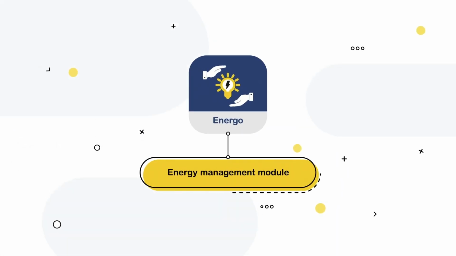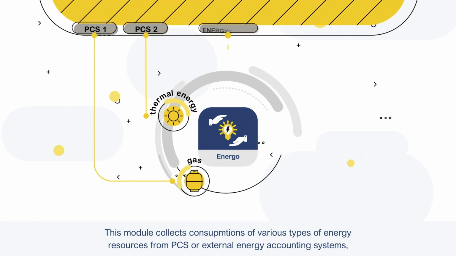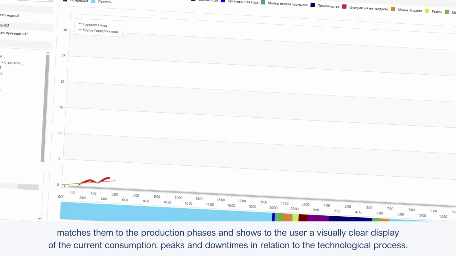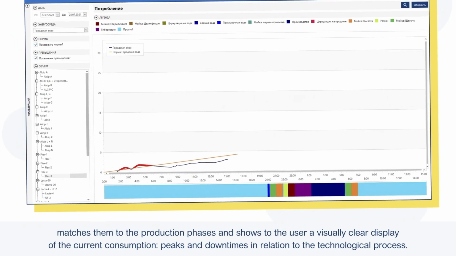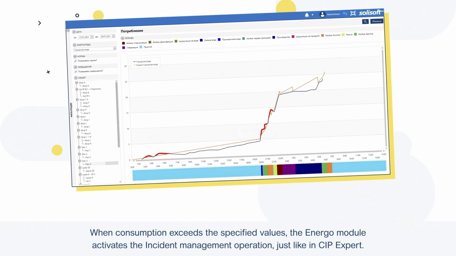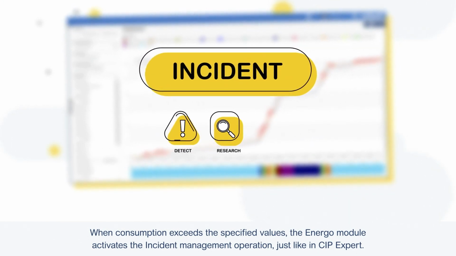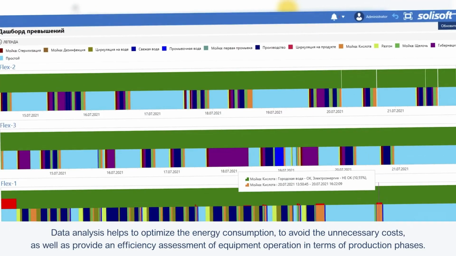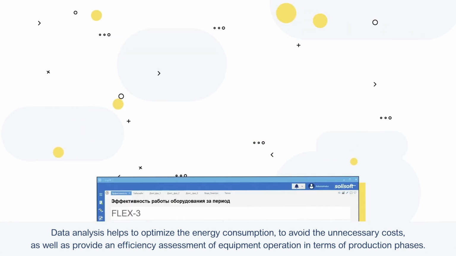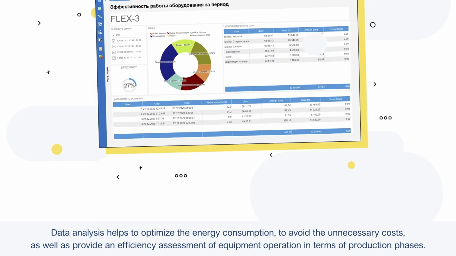Energo is the module for energy management. This module collects consumptions of various types of energy resources from PCS or external energy accounting systems, matches them to the production phases, and shows the user a visually clear display of the current consumption, peaks, and downtimes in relation to the technological process. When consumption exceeds the specified values, the Energo module activates the incident management operation, just like in CIP Expert. Data analysis helps to optimize the energy consumption to avoid the unnecessary costs, as well as provide an efficiency assessment of equipment operation in terms of production phases.